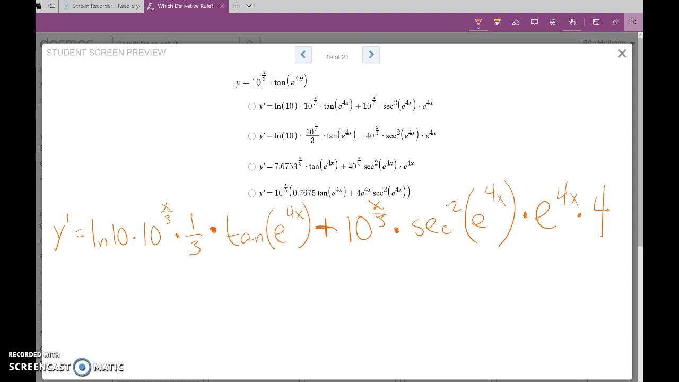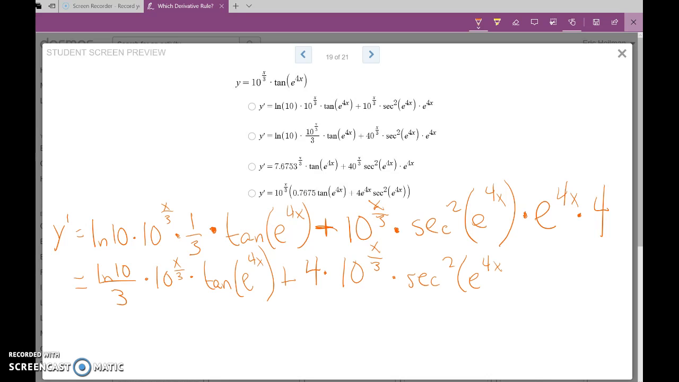Okay, so we need to do a little bit of simplifying. It looks like maybe we might need to use a calculator. Let's see. If I clean this up a little bit, I'm going to get natural log of 10 over 3 times 10 to the x over 3 times tan of e to the 4x, plus 4 times 10 to the x over 3 times secant squared of e to the 4x times e to the 4x.